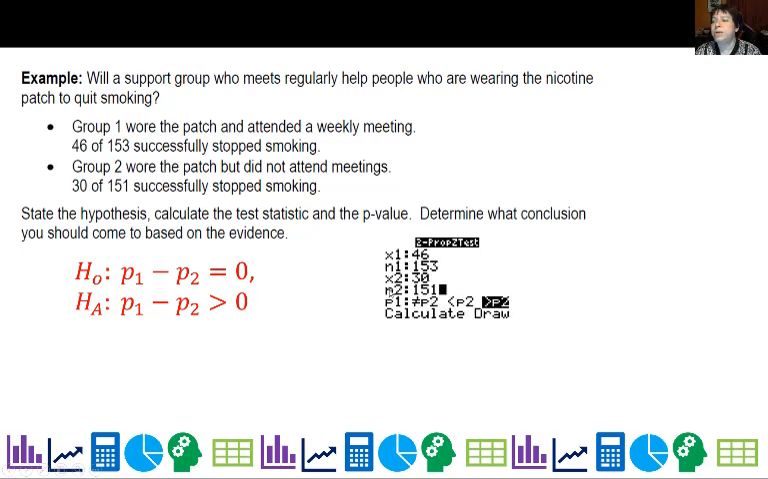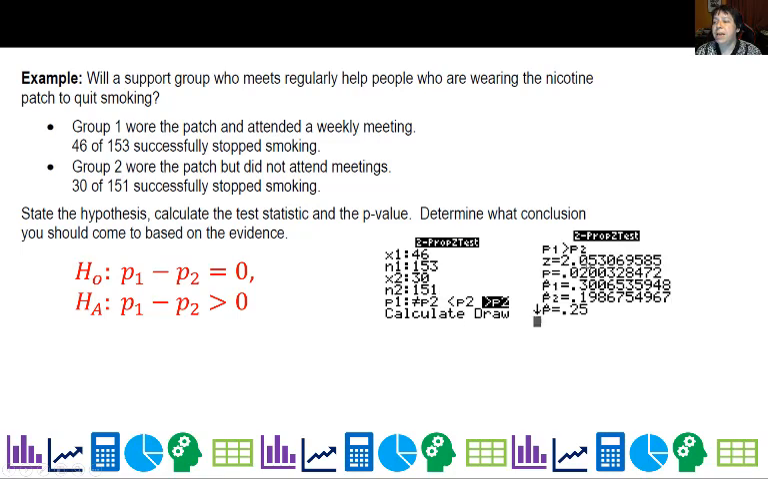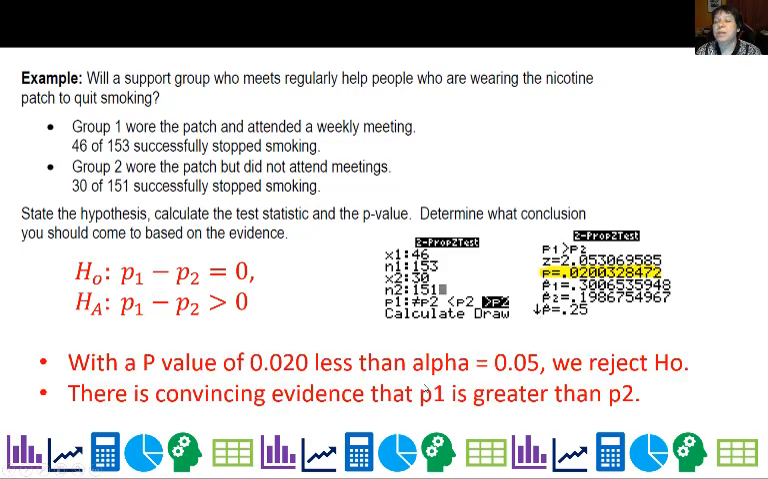Now here's what I entered in the calculator. You can see 46 and 153, 30 and 151, and there's my alternate hypothesis. Once I hit Calculate, I get my test statistic and my p-value, which is 0.020. Because my p-value is less than alpha, which in this case we can say is 0.05, we reject our null, which is that they're equal. There is convincing evidence that the alternate is true, that P1 is greater than P2.